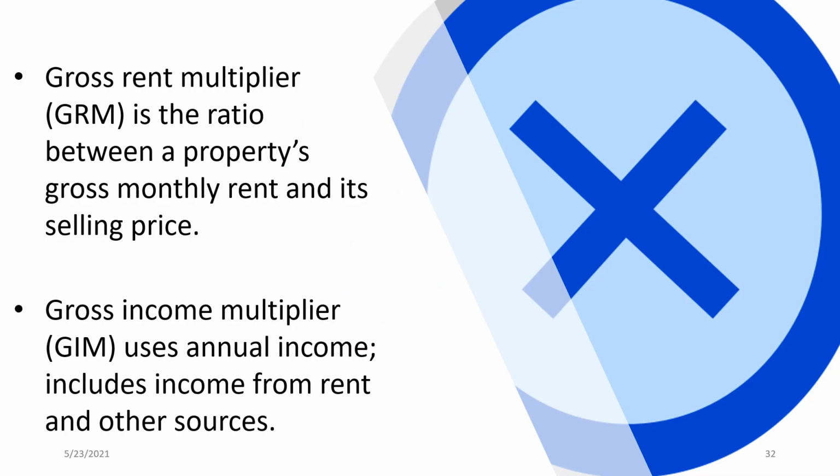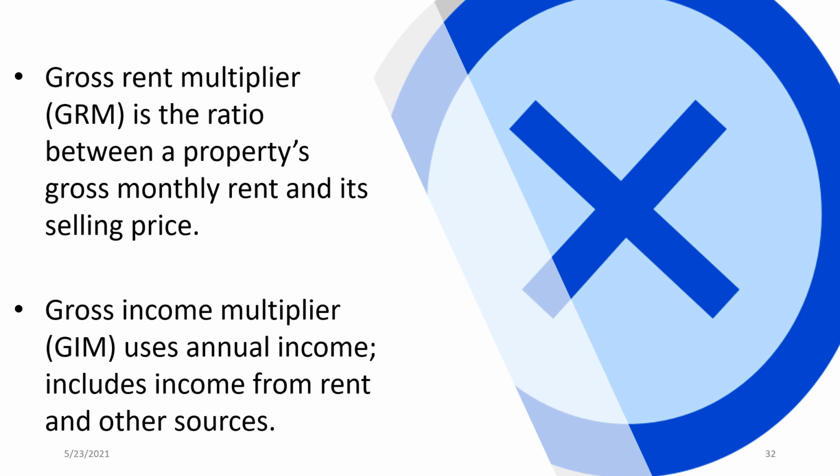These last two, gross rent multiplier and gross income multiplier, are ways to determine value for investment property. Gross rent multiplier is for like investment homes where you use them as rentals or whatever, and it's based on the gross monthly rent. Gross income multiplier is a business, an actual business, not just a house that's rented. So what it does is it uses the annual income and rent from other sources.